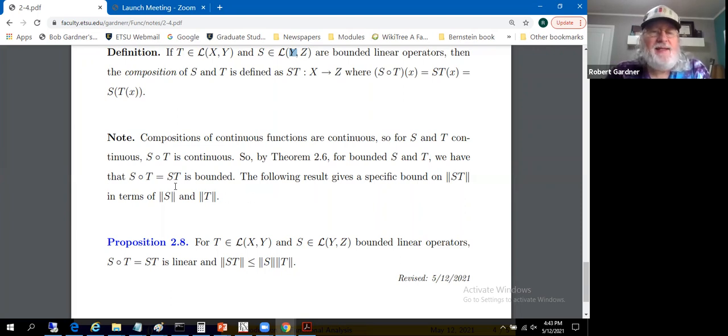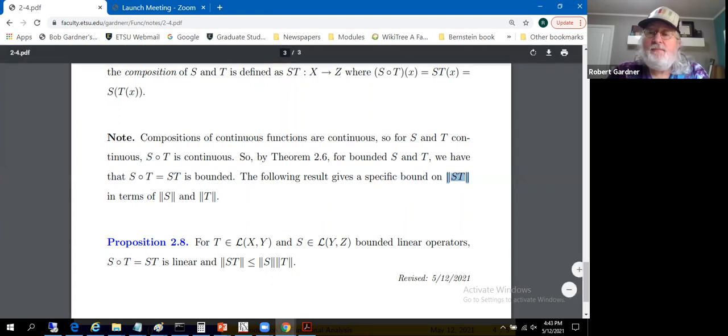So we've got that composition. The book commonly denotes it by just putting them side by side, but it's understood composition is the operation between those two. We know it's bounded. What is its bound? Well, the following result gives a bound on the norm of ST in terms of the norm of S and the norm of T.